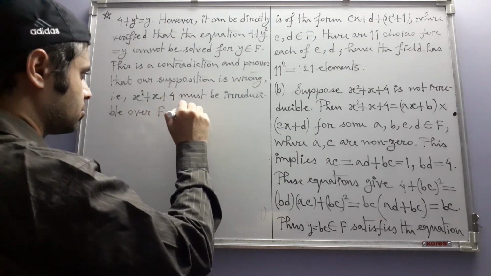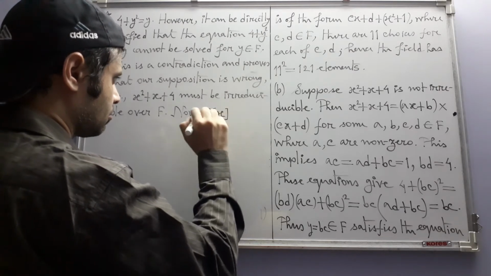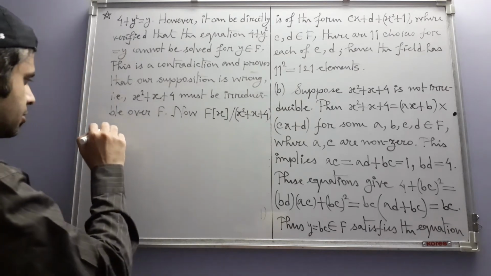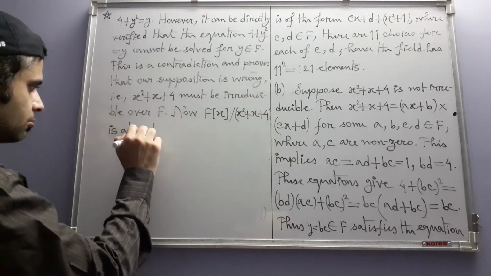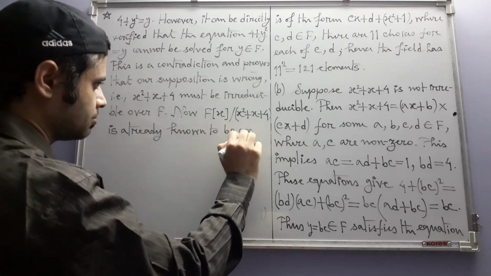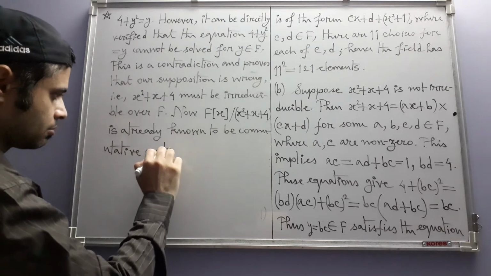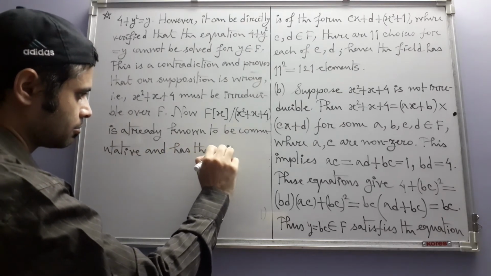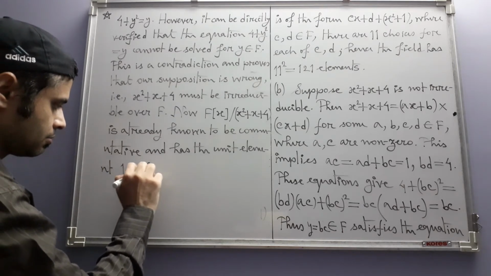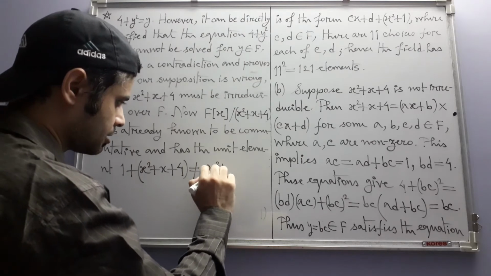Now, like before, this quotient ring is already known to be commutative, and has the unit element one plus the ideal generated by x square plus x plus 4, that is not equal to the 0 element, which is the ideal itself.